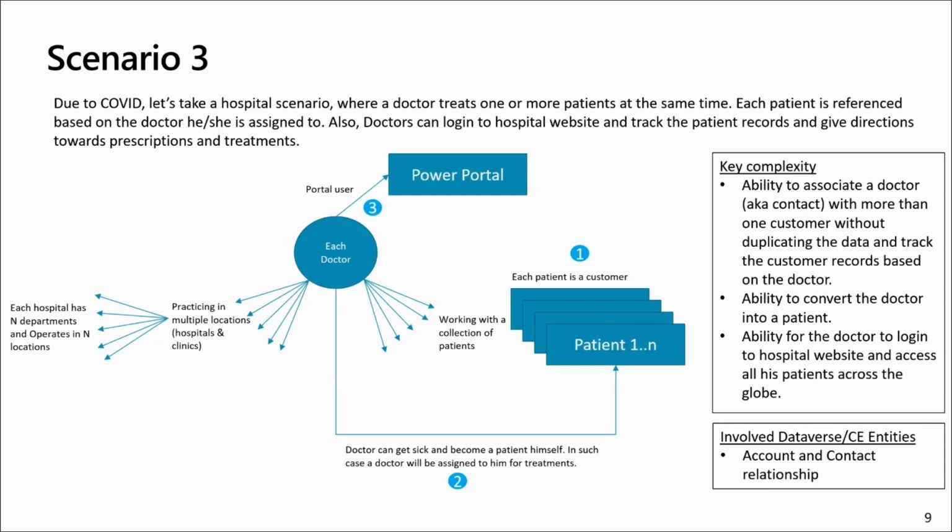Think about a scenario where a doctor can also get sick and become a patient himself, right? So there are various key complexities from an end-to-end relationship perspective. So the party model actually brings that parity. It provides the ability to associate the contact with one or more customers without duplicating data and track customers' records based on the contact. It provides an ability to convert the contact to a customer and provides an ability for the contact to log into several portals and access customer records across all locations.